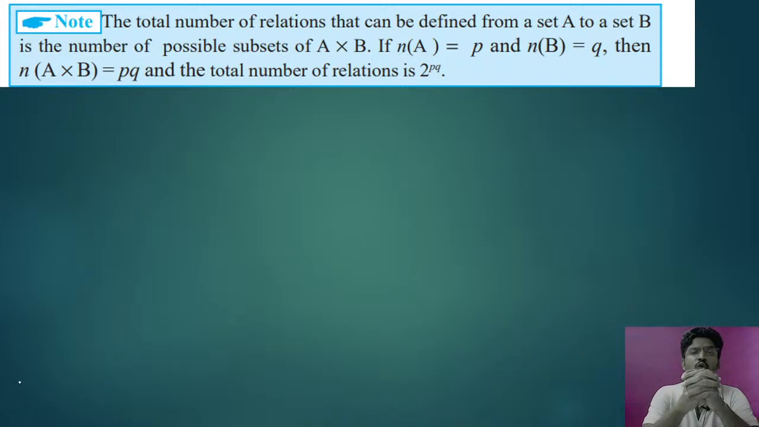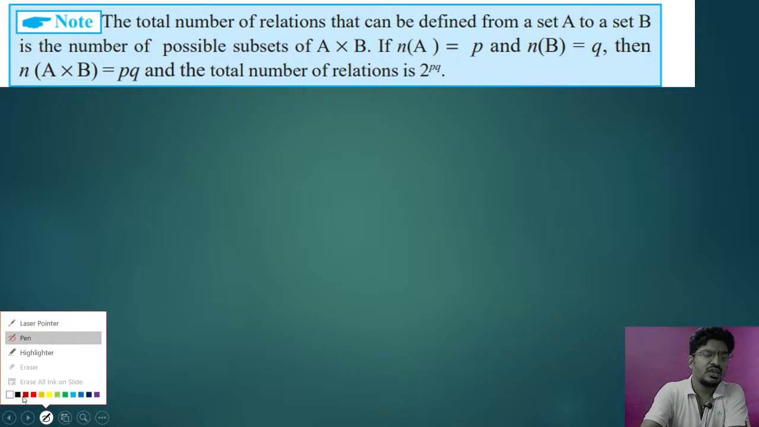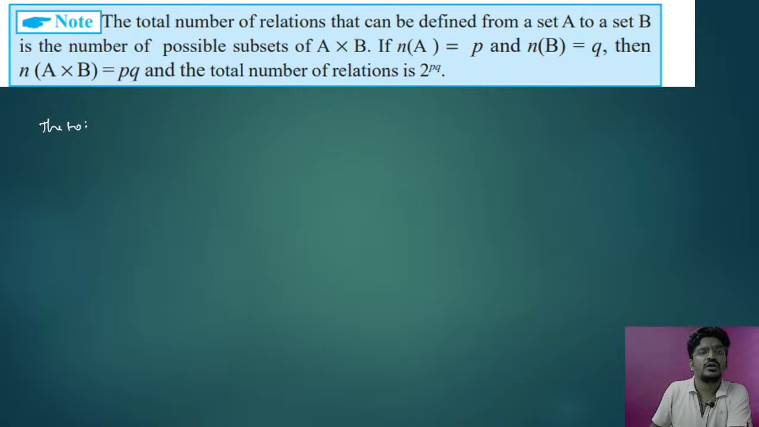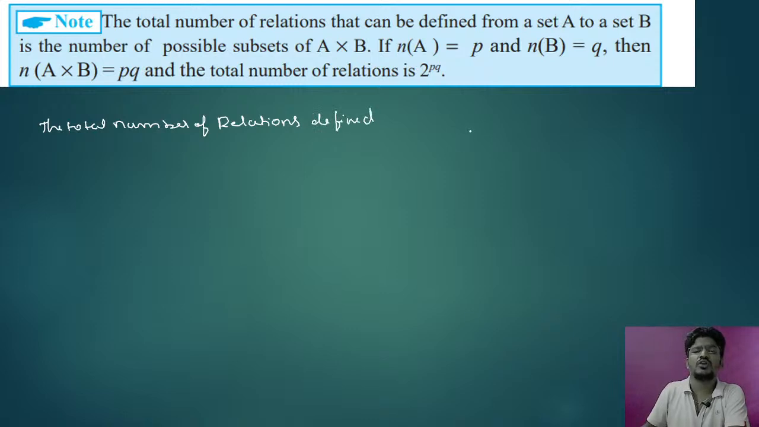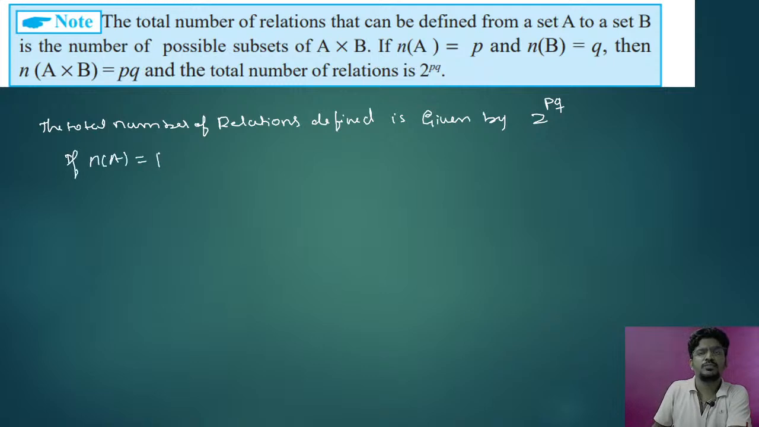Say this. The total number of relations that are defined from the set A to set B is the number of possible subsets of A cross B. So this is also a very important thing. Here they are telling the total number of relations defined is given by 2 to the power of p into q, if n of A is p and n of B is q. You know that n of A cross B is p into q.